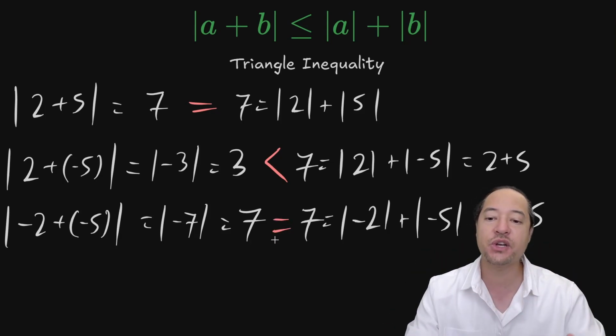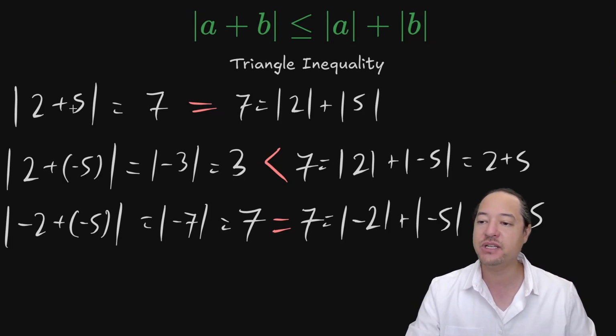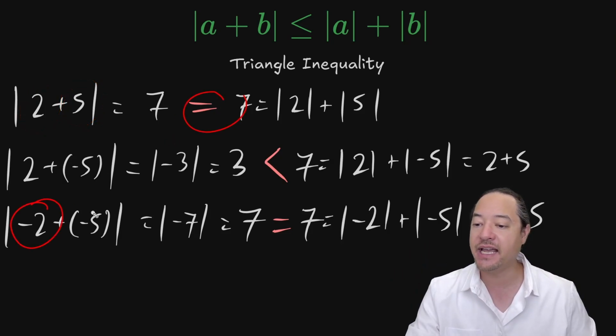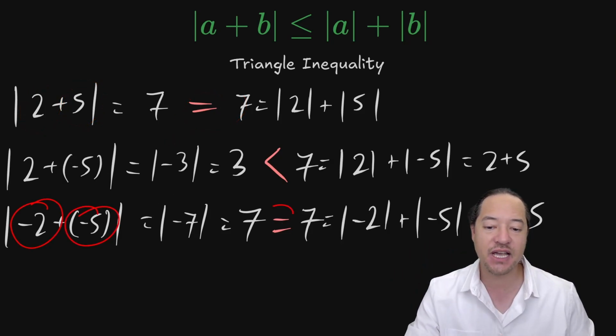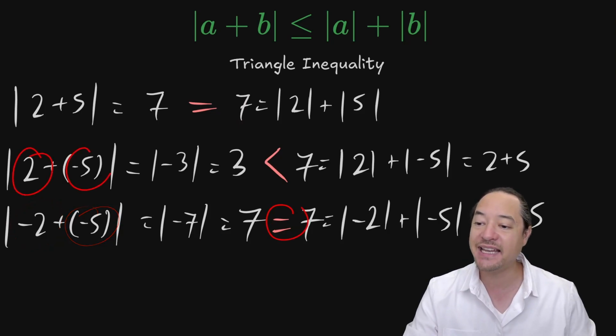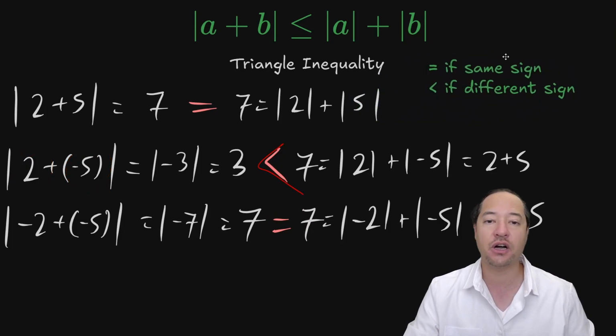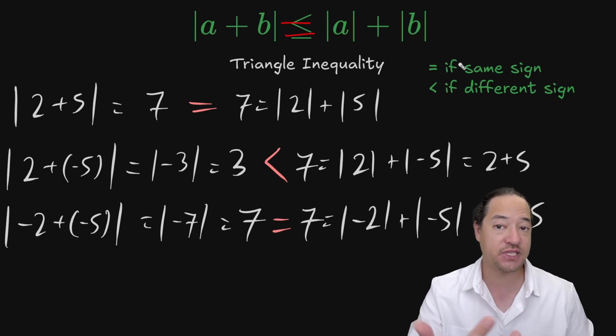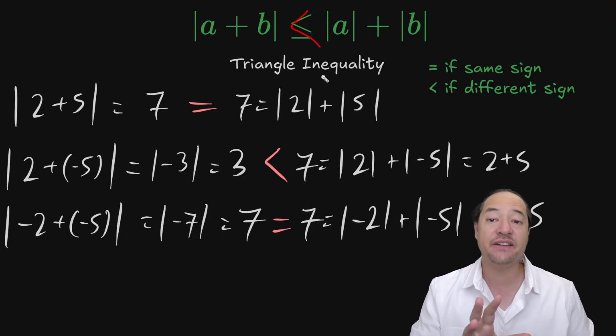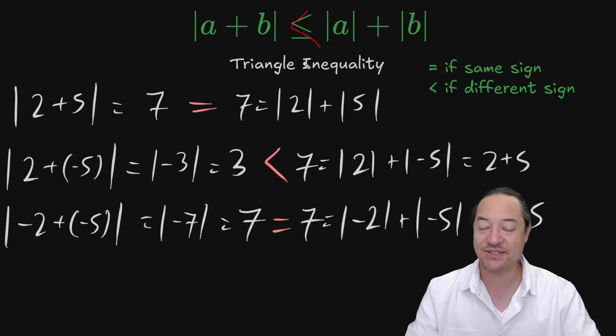What changed? What's going on? Well, what changed is, if you notice here, 2 and 5 are both positive. Equals. They share the same sign. Negative 2 and negative 5 share the same sign. Equals. 2 and negative 5, well, those are different signs, and so now we get this less than. Okay, so that's what this rule is actually talking about. So you get an equal sign here if A and B share the same sign. You get a less than if A and B have opposite signs. Okay, so that is what we call the triangle inequality.